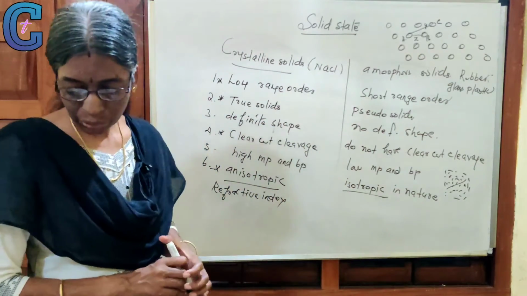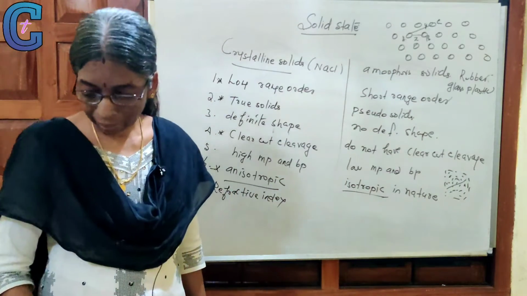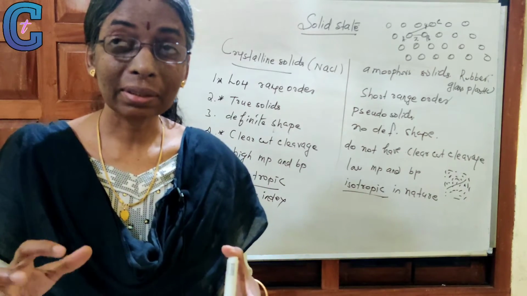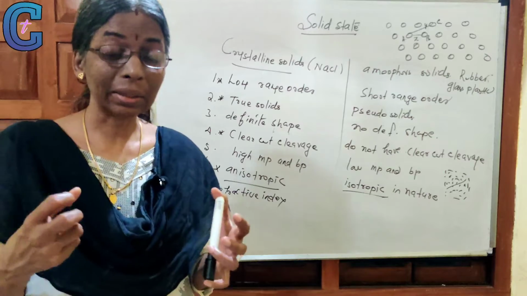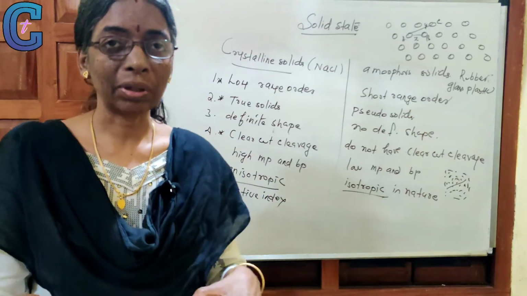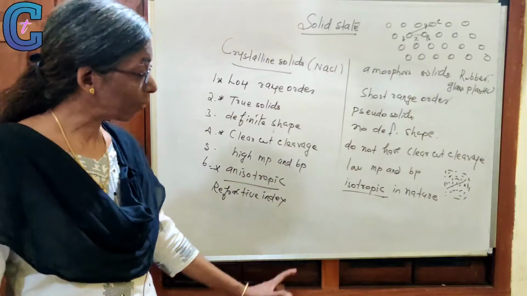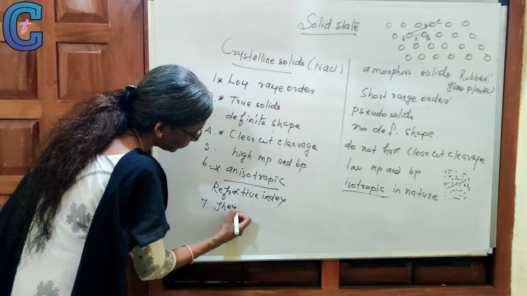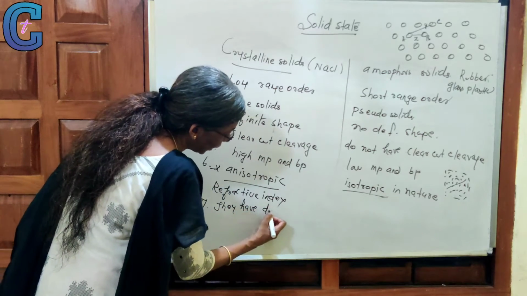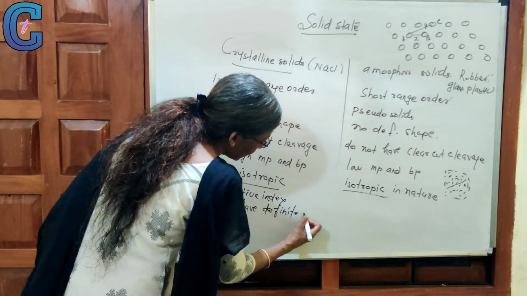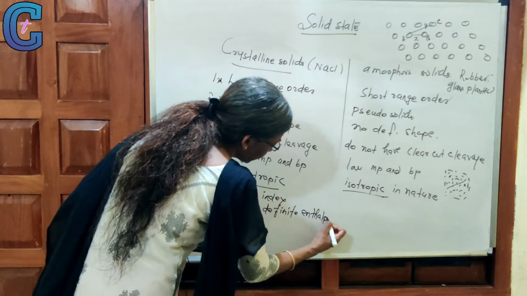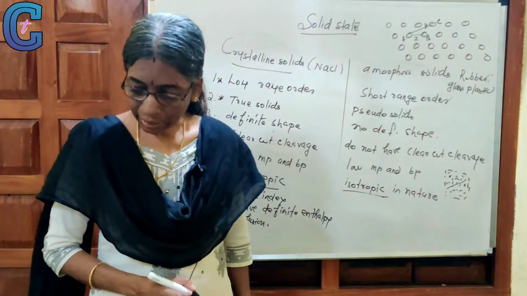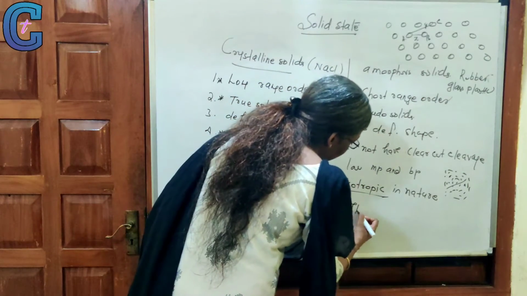Then heat of fusion: crystalline solids have a definite enthalpy of fusion. What is heat of fusion? It is the enthalpy change, the amount of enthalpy required for melting. So here they have a definite enthalpy of fusion, and amorphous solids do not have a definite one.